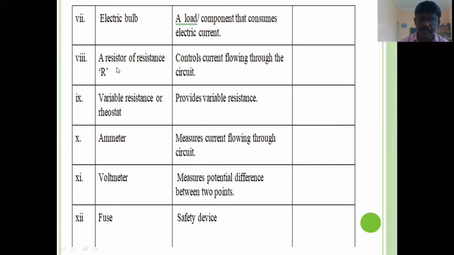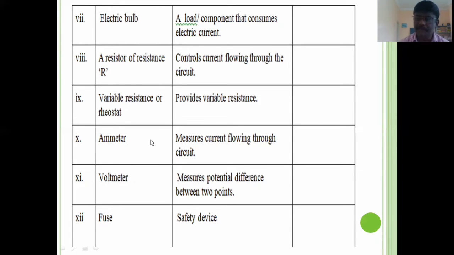Okay, children. Now, what is this resistance that controls current flowing through the circuit? Variable resistance. Sometimes we have to increase or decrease the resistance. In such cases, we say variable resistance. It is done by a device called rheostat. Then it provides variable resistance.